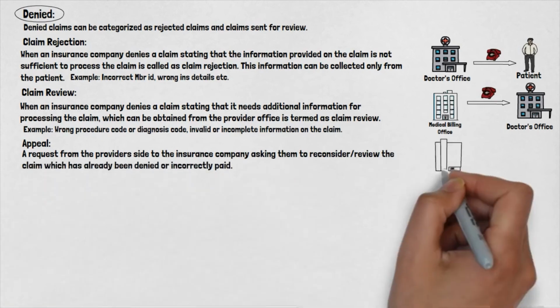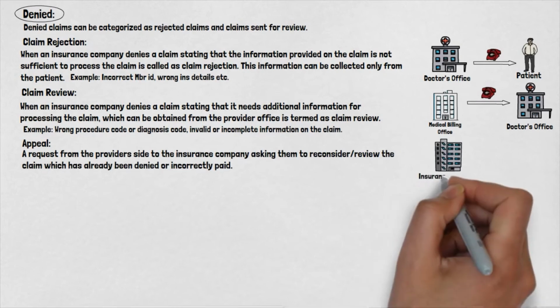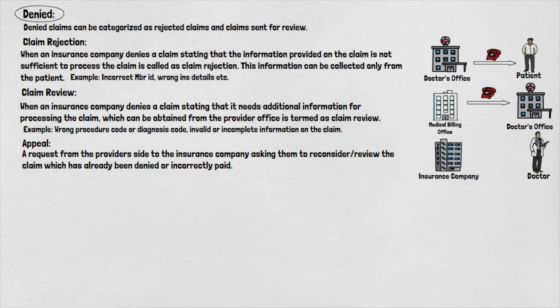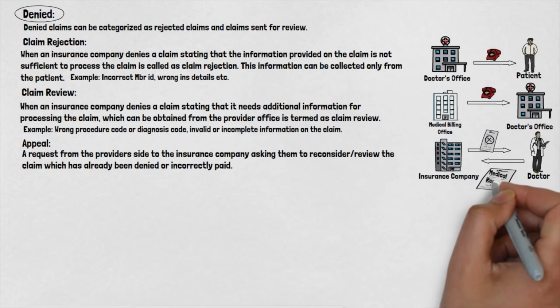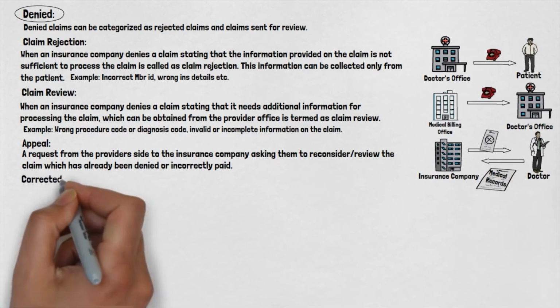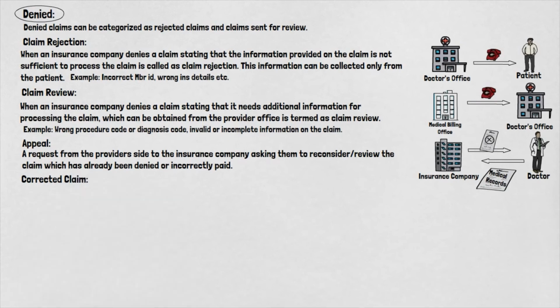Now the next one is appeal. A request from the provider side to the insurance company asking them to reconsider or review the claim which has already been denied or incorrectly paid. Now the appeal is done usually by submitting medical records to the insurance company.